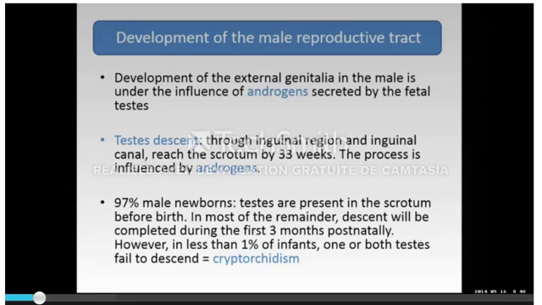Testis descent is also driven by the androgens, and just to focus on this point, 97% of the male newborns had the testis present in the scrotum before birth, and in less than 1% of the cases of infants, one or both testes fail to descend, and this is called cryptorchidism. And you might have heard about that, and that's why midwives or physicians, when a child is born, they often have a look at the testes in the very beginning of life.